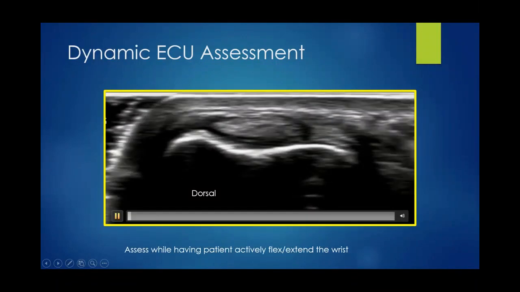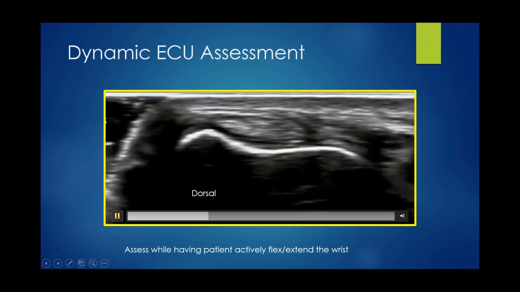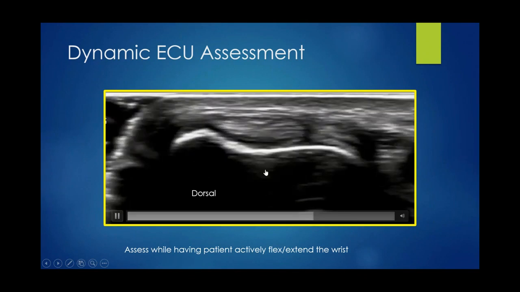This is a normal exam. As the flexion extension is occurring, you'll see the movement of the tendon, but it's not moving out of the fovea of the ulna.